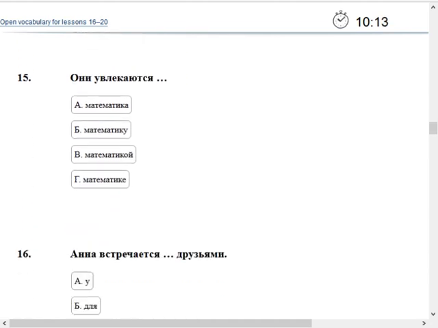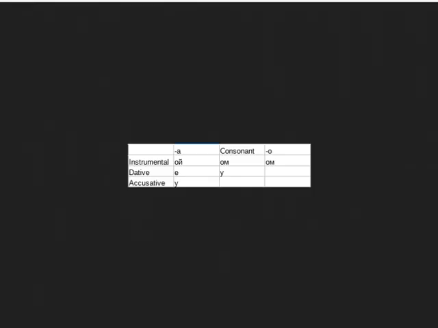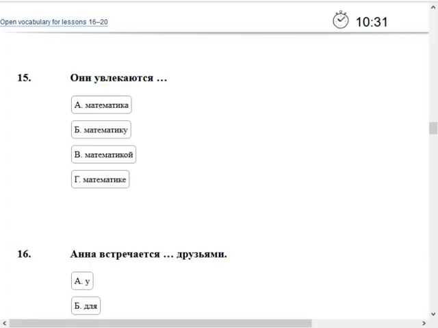All right, moving on. Аня увлекается. This is once again instrumental. Mathematics is математика in the regular nominative form. So what happens to a noun with an A on the end when you're in the instrumental case? Instrumental case, word ends in A, it becomes ой. So it should be математикой.